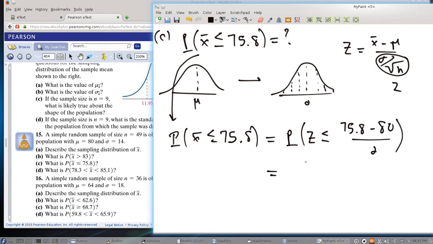Okay, and if you do this by basically taking the difference and then compute the value by dividing by 2, you will have a negative 2.10. Let's just double check that quickly.